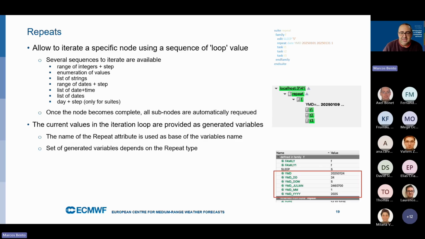You can have a range of dates. So beginning of January until the 2nd of February, every 5 days. You can specify something like that, or just a list of date times or a list of dates. So you say the 1st of January, the 2nd of April, the 10th of August, and it's fine. It's just a list of dates, and then there's a day step for sweets. We're not going to talk about it.